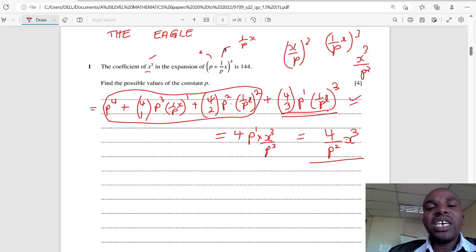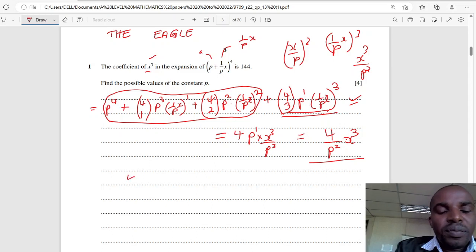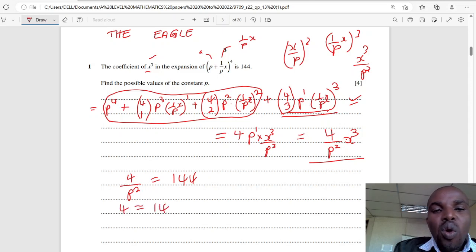And we're being told that this one is equal to 144. So you say now 4 over p squared is equal to 144. That's the coefficient of x cubed. Then cross multiplication will give us 4 is equal to 144 p squared. Then divide by 144 both sides. You get here 4 over 144.